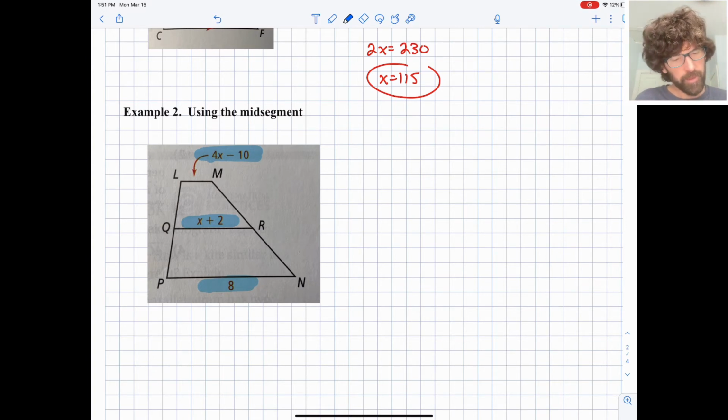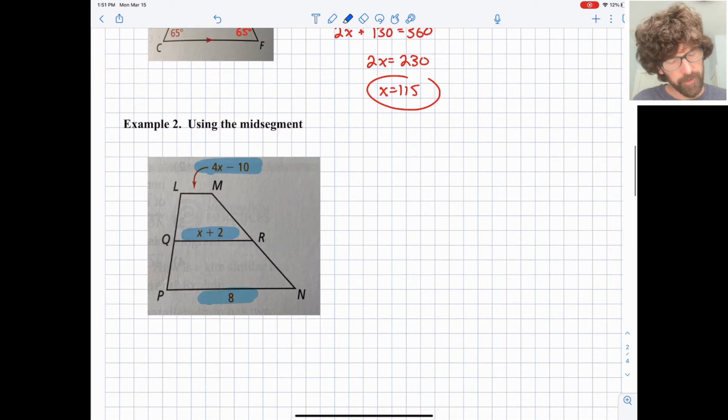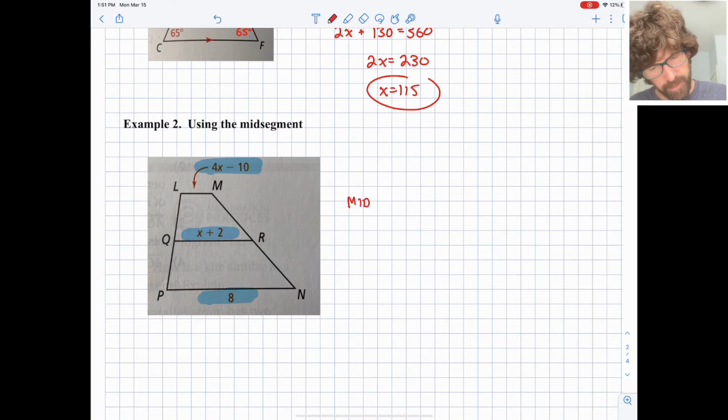So one thing I didn't mention above involving mid-segments, and I'll add it in right here, is that the mid-segment length is the average length of the two bases.